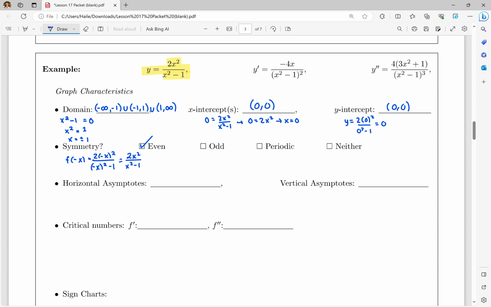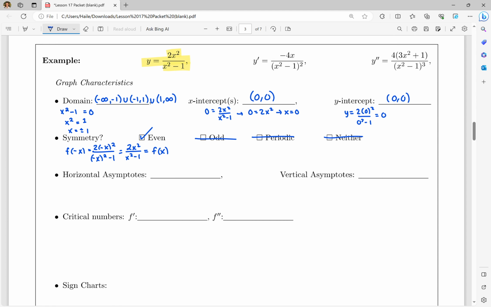Now if our function is even, it cannot also be odd. It could be periodic, but we don't have any trig functions, so it's definitely not going to be periodic. And it can't be neither because we got an even function. Okay, so this is an even function here. So just for completeness, we'll say that that's f of x.